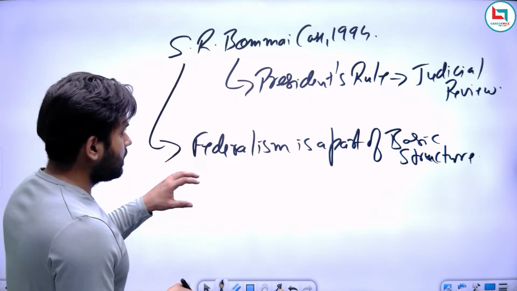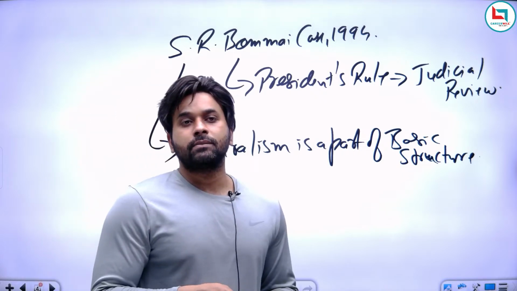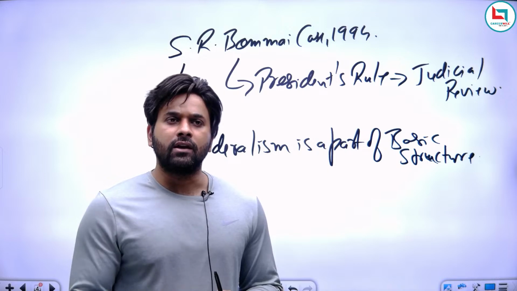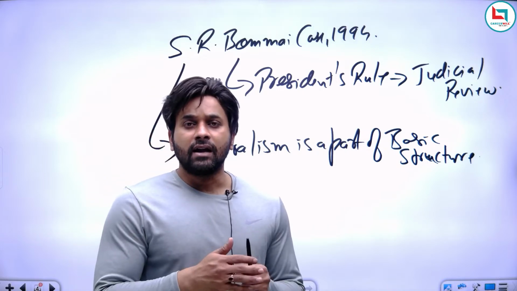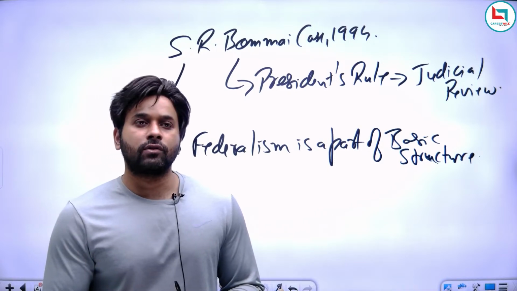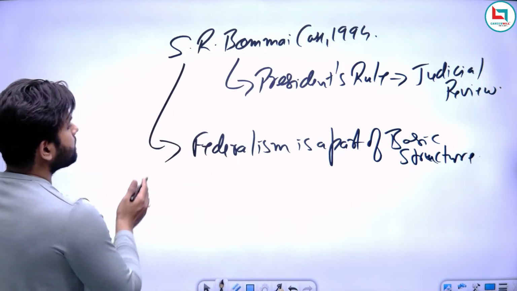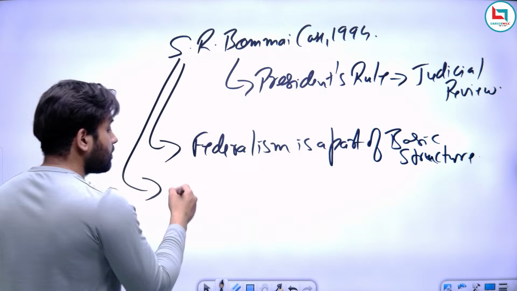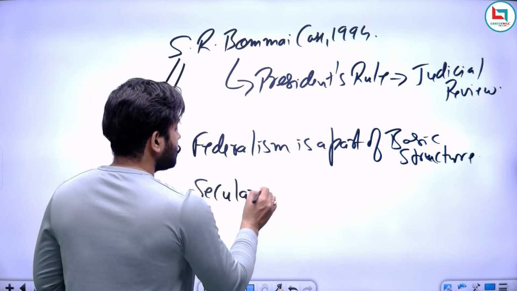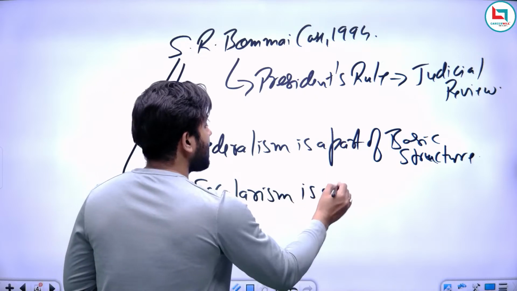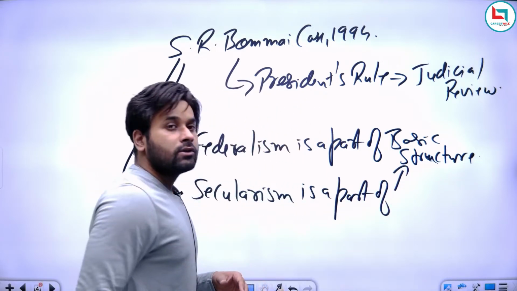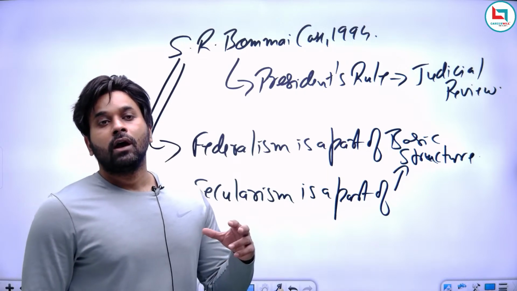So, according to the S.R. Bommai case, federalism is a part of the basic structure of the constitution, and imposing president's rule just for political gain is affecting the basic structure, and nothing on this planet, I mean nothing in this country, can affect the basic structure of the constitution. So federalism is a part of the basic structure of the constitution. And one more important thing, what the Supreme Court said was that secularism is also a part of the basic structure of the constitution. So in this case, the Supreme Court also said about secularism.